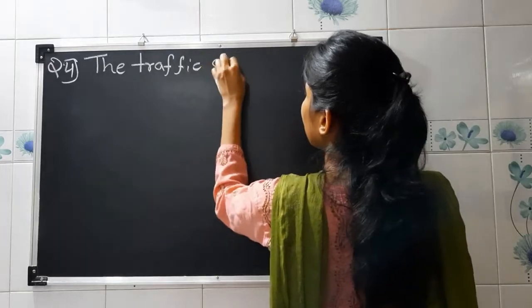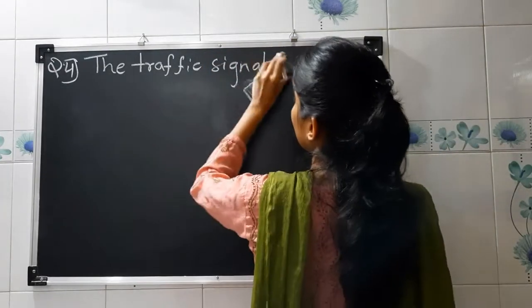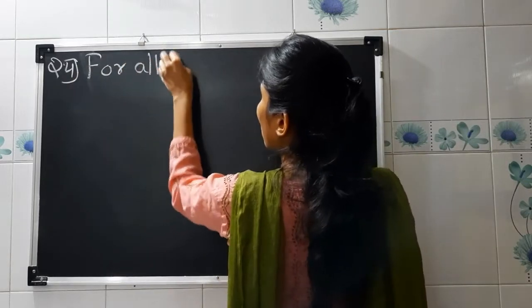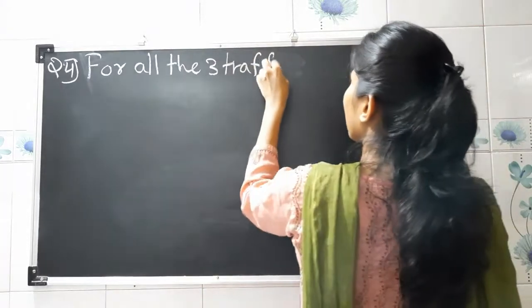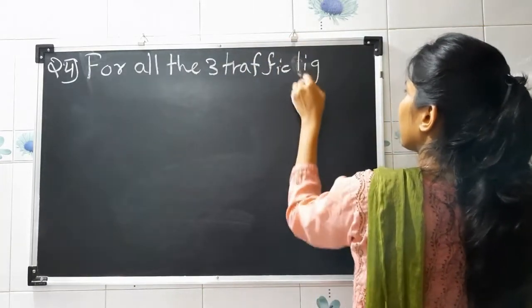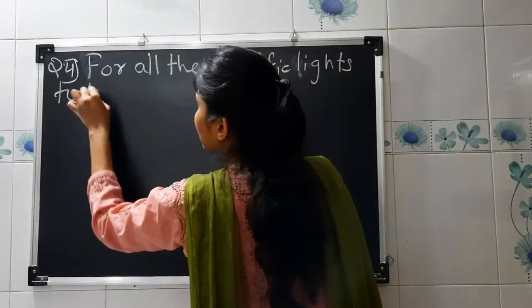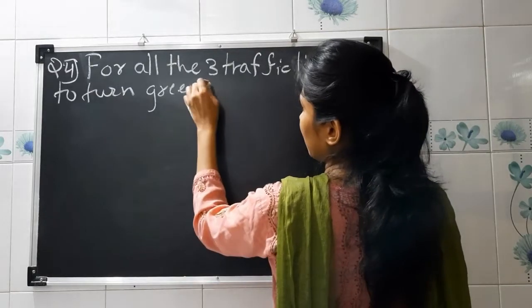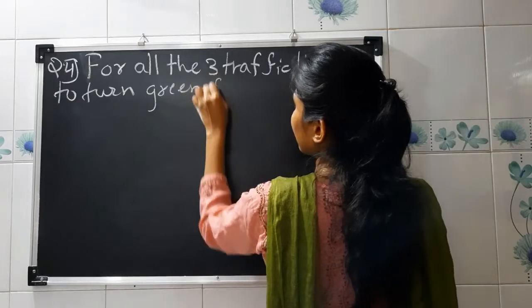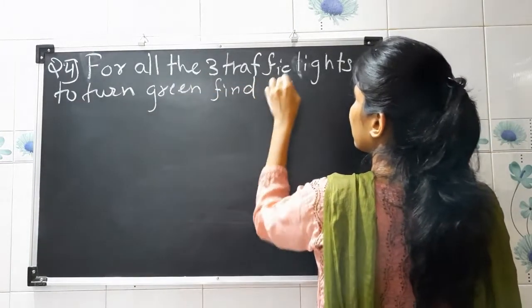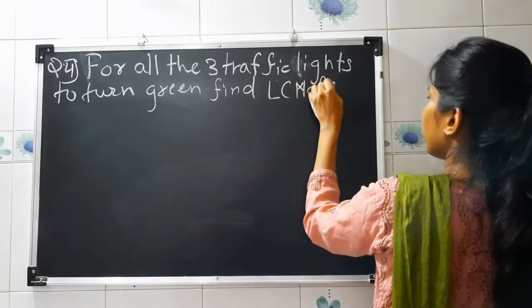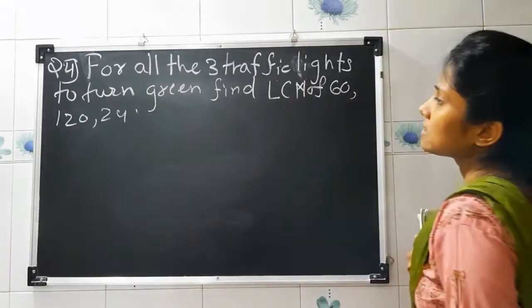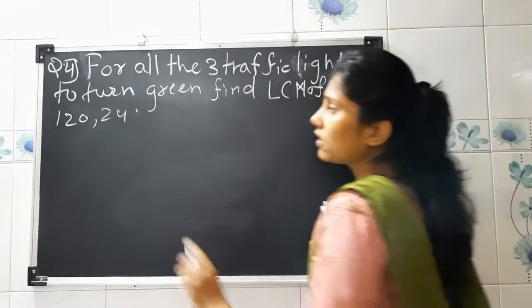So for all the 3 traffic signals or traffic lights to turn green, we need to find the LCM of 60, 120 and 24. Understood?